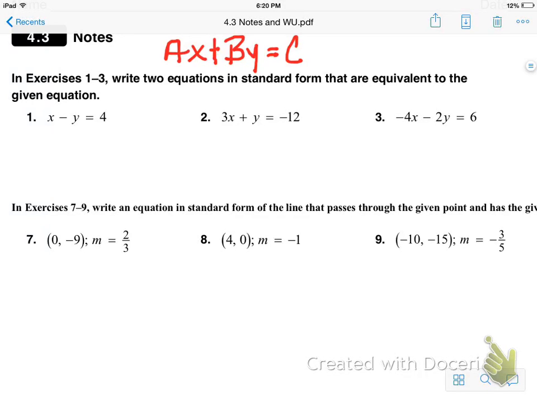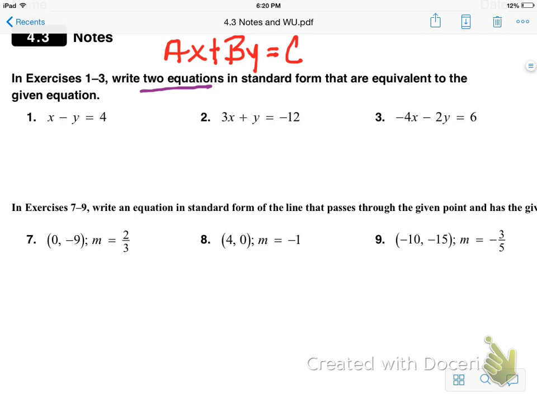Okay, looking at our 4.3 notes, we're going to be working with standard form, which we worked with already. So at the top of your notes, I suggest you write Ax plus By equals C. That is our standard form. For numbers 1 through 3, they want us to write two equations in standard form that are equivalent to the given equation. And if you look at 1 through 3, they're already in Ax plus By equals C form.